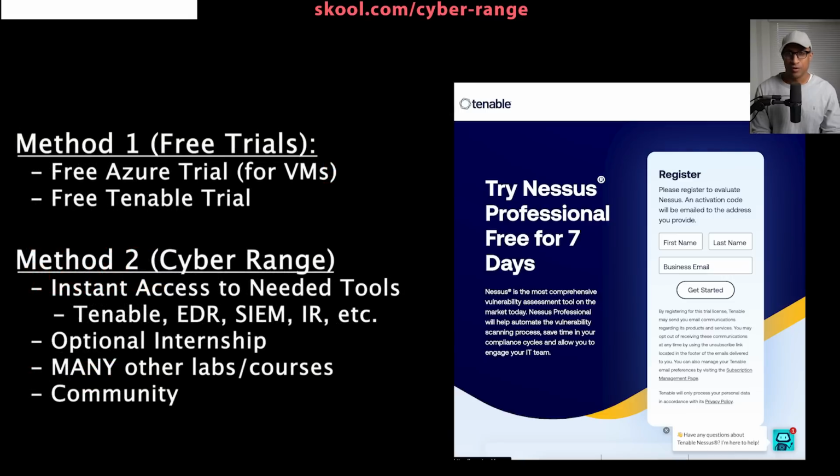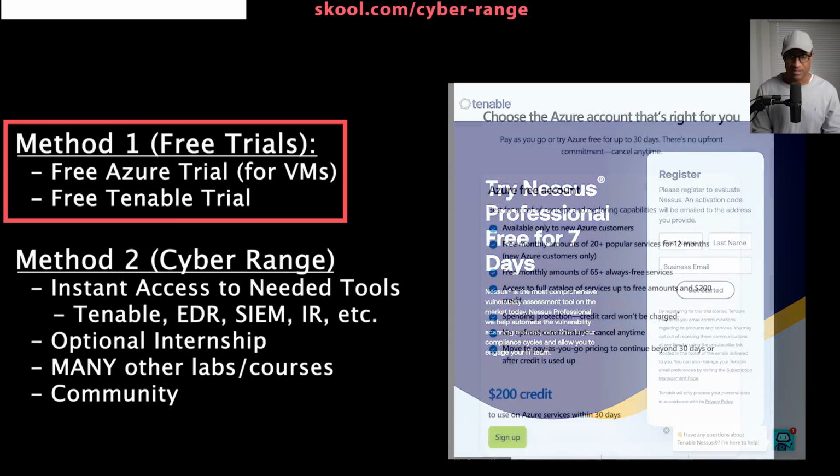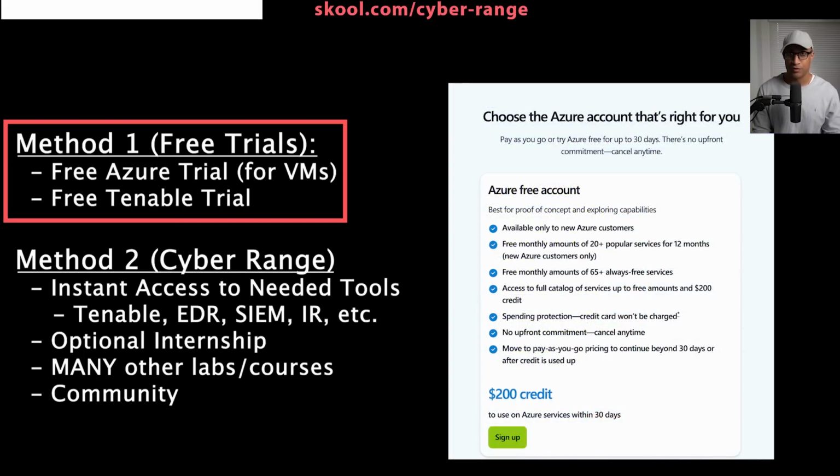There's basically two different ways you can follow along with this lab. The first way is you can get a free Tenable subscription. I believe it's for 7 days, and then a free Azure trial, which gives you $200 worth of Azure credit, which you can use for 30 days. And you can use Azure to set up your architecture, which we're going to talk about pretty soon. And you can pretty much do everything for free as long as you complete it within those 7 days.